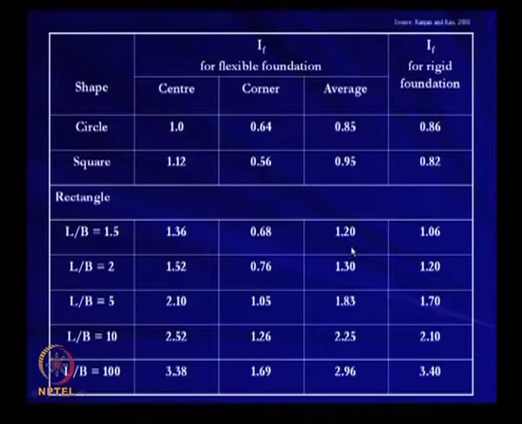So, when we calculate the settlement for the rigid type of foundation, one option is that we can directly use the influence factor for the rigid foundation, whether L by B is a different value or square or circle, or if it is a wrapped foundation. Otherwise it is better to calculate the influence factor for the flexible foundation at the center, then multiply it by 0.8, then we will get the settlement of the rigid foundation.